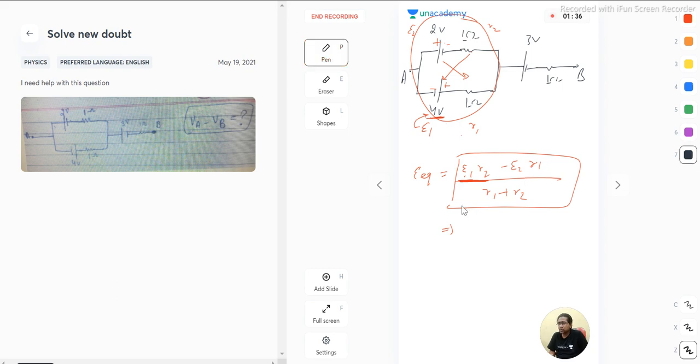Okay, so what is E1? That is 4 multiplied by what is R2, 1, minus E2 is 2 into 1, by R1 plus R2, that is 2, so it is 1 volt.